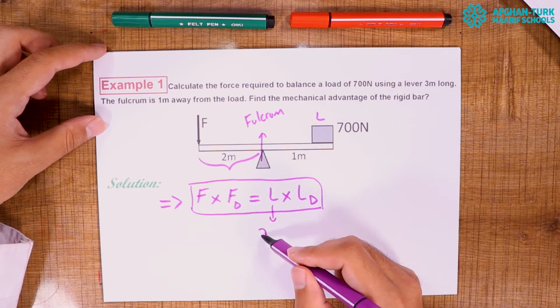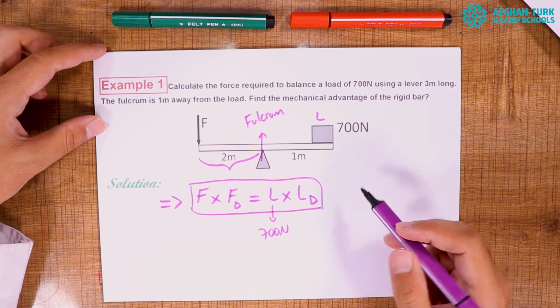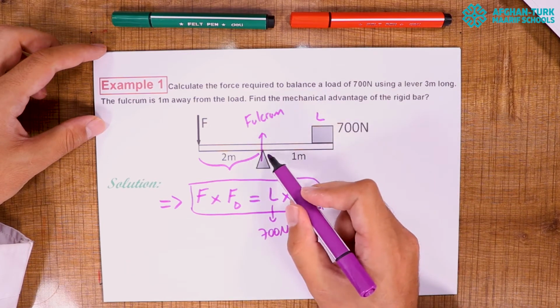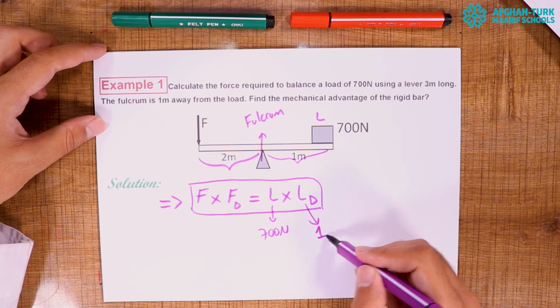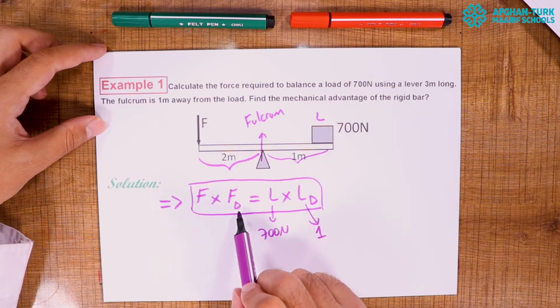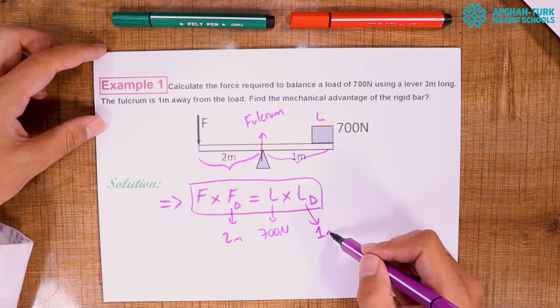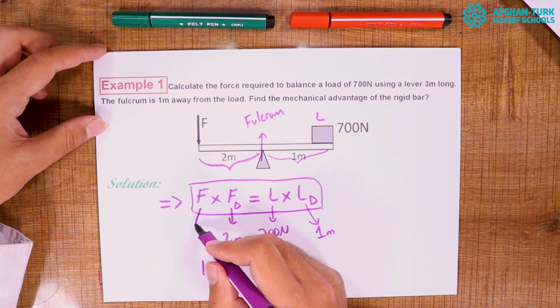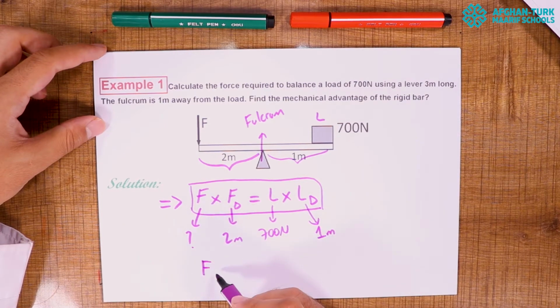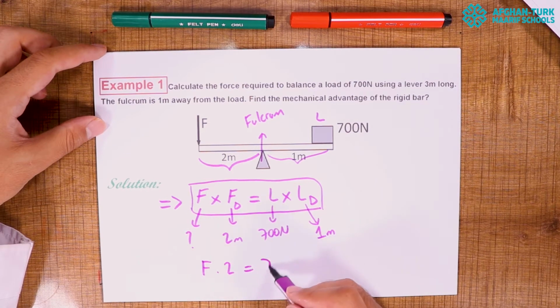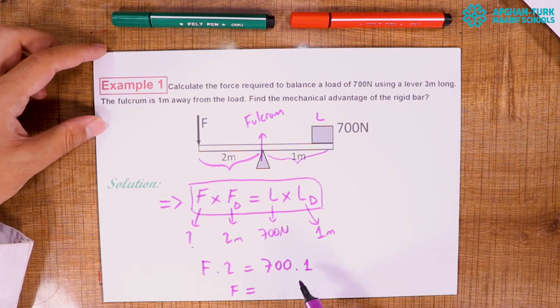I know load is 700 Newton, and the load distance is 1 meter, and force distance is 2 meter. How can I find the force here? Force times 2 is equal to 700 Newton times 1. So I can find force from here as 700 times 1 is 700, and divided by 2, it's 350 Newton.